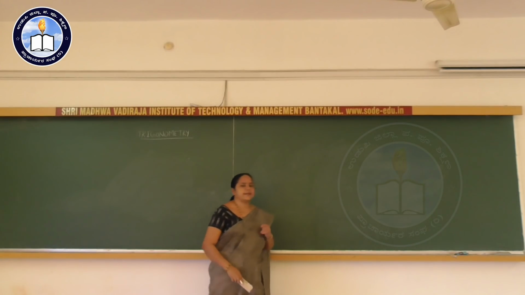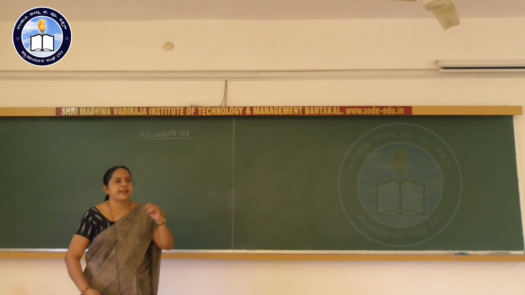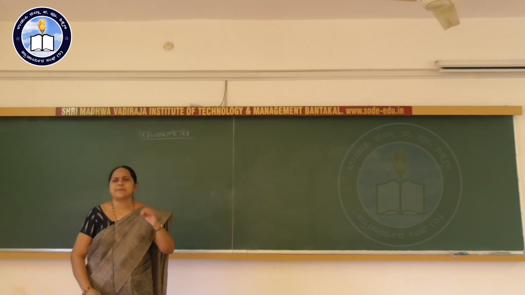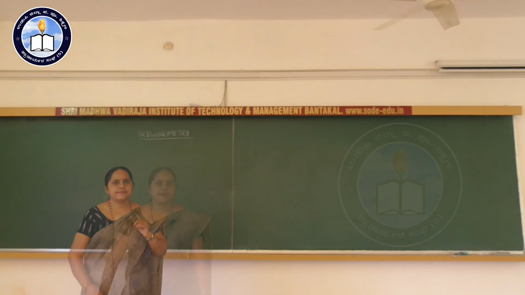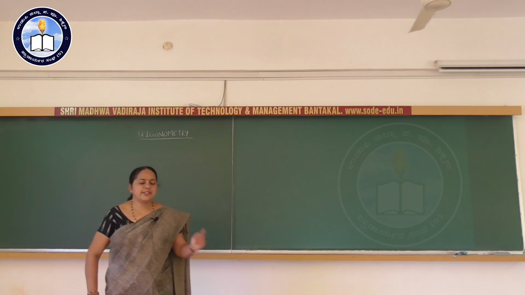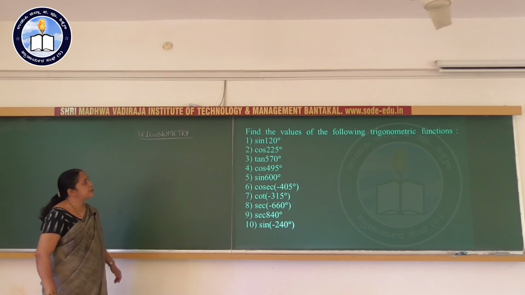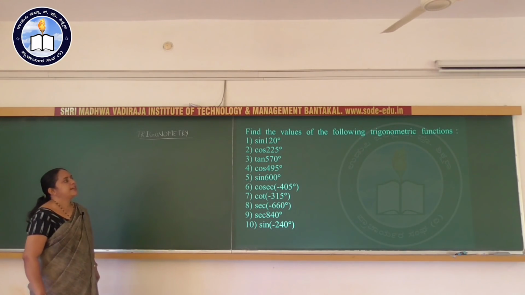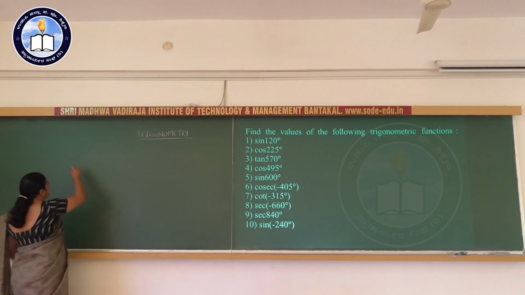With the knowledge of these allied angles, very easily we can find the values of some trigonometric functions in any one of the four quadrants, which are multiples of standard angles. For your knowledge, I will solve some problems. Find the values of the following trigonometric functions. Okay, we'll take the first problem.